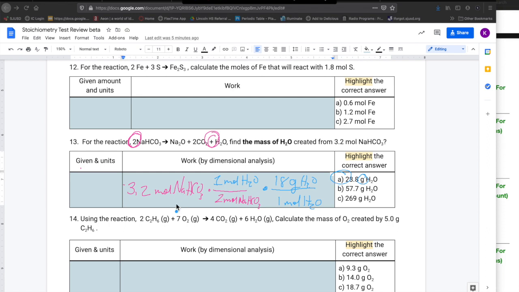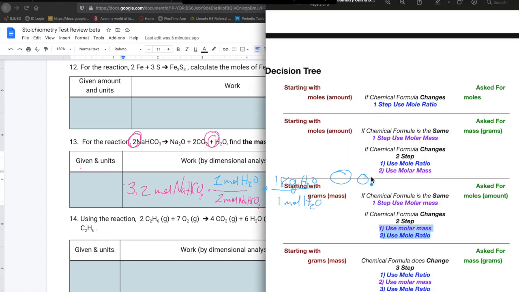3.2 times 18 divided by 2 is 28.8. There we go. Okay. So one of the things that I'm finding is that just sitting down and going, okay, so what do I need? One of the things for the test is you actually sit down and you write these pieces out, knowing that this is what you need to do.